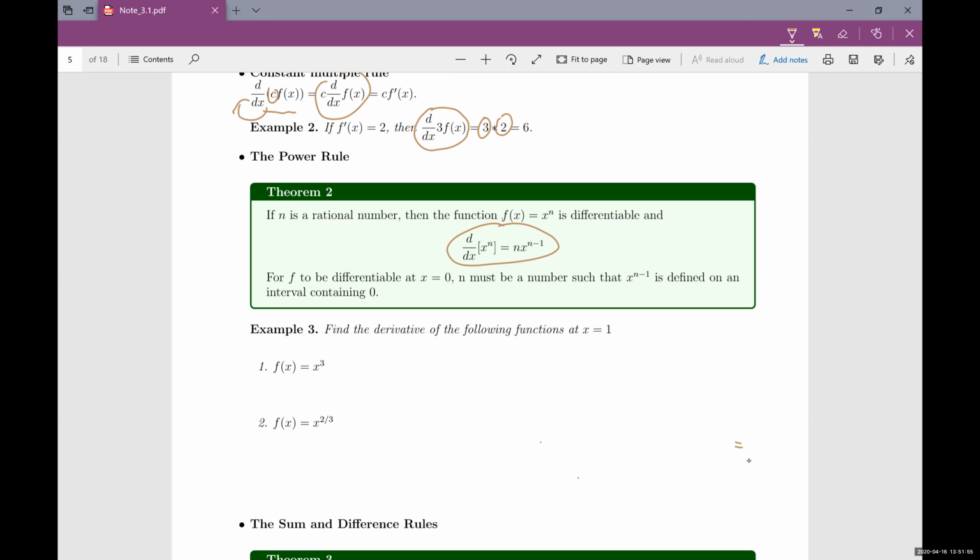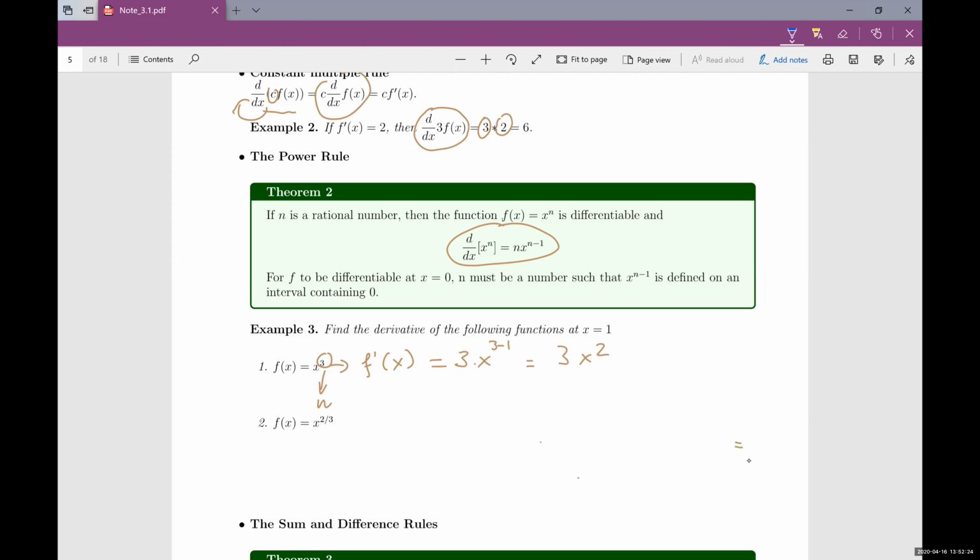So the next example: if you're given the function f of x equals x cubed, then you want to find f prime of x. So this is x to the n when n equals 3. You would move 3 to the front, multiply by x, and subtract 1 from the power. So the answer is 3x squared.